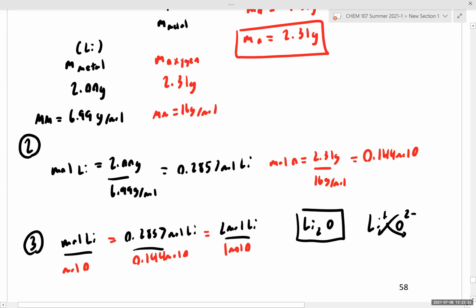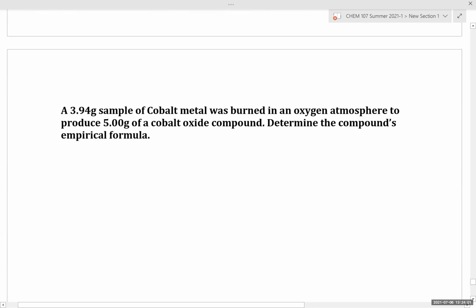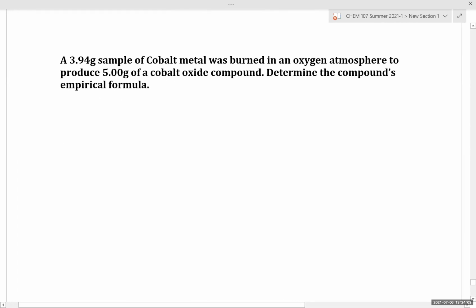Does this example of calculating the empirical formula via metal combustion make sense to everyone? Yes. Perfect. So let's try to apply what we've learned and let's try to work on the following metal combustion example. And this will be our last example for today.